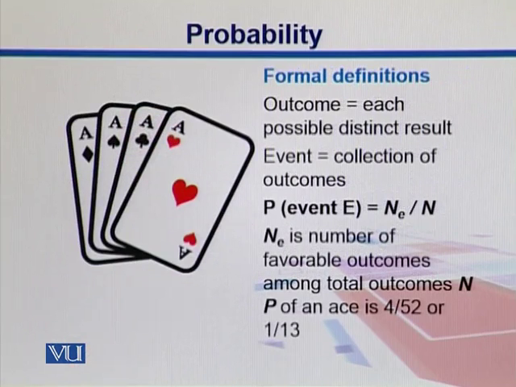Let's see some formal definitions. We define an outcome as each possible distinct result, whereas an event is a collection of outcomes. So the probability of an event E is given by N_E by N, where N_E is the number of favorable outcomes among the total outcomes N. For example, if we want the probability of an ace in your playing cards, there are 52 total cards and there are 4 aces in it. So the probability of an ace is 4 by 52, which, if we simplify it, is 1 by 13.